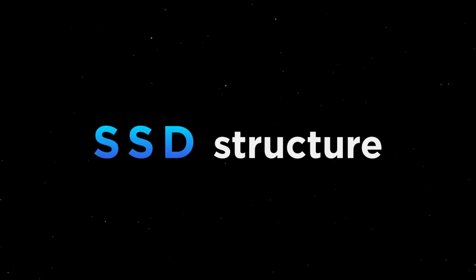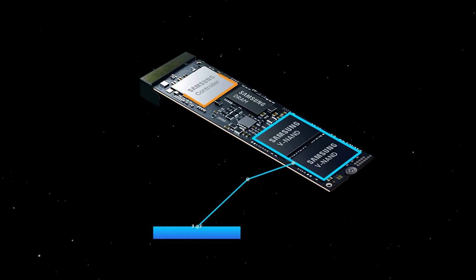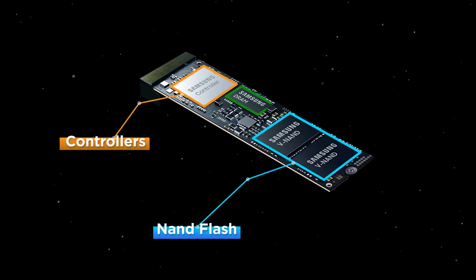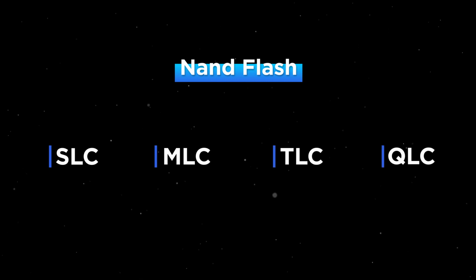Let's take a look at the structure of SSD. The performance changes are impacted by NAND flash, controllers, and other SSD components. NAND flash is one of the core components of SSD, the medium for data storage. Common types of NAND flash storage are SLC, MLC, TLC, and QLC.